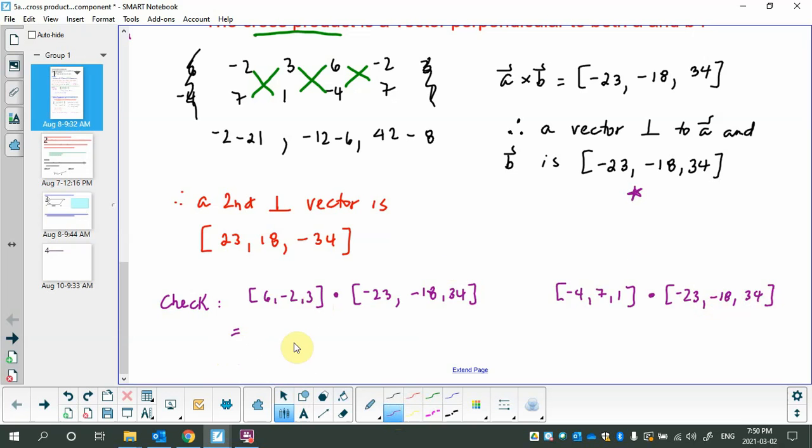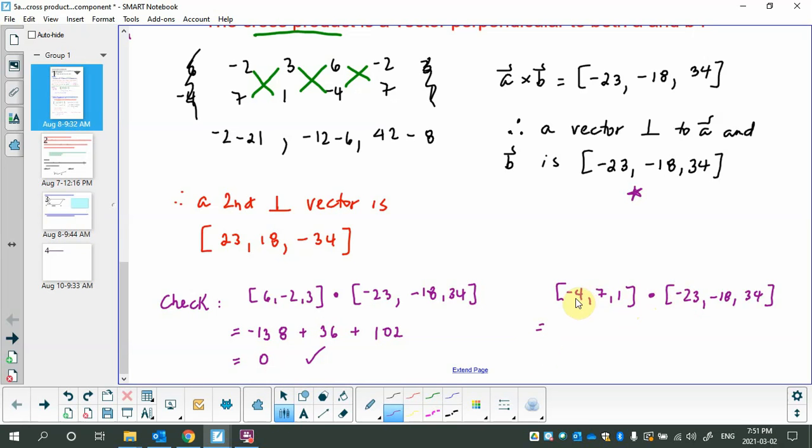So 6 times negative 23 is, carry the 1, negative 138. And then I add that to negative 18 times negative 2, which is a 36. And I add that to 3 times 34, which is 102. And this is positive 138, and this is negative 138, so that's 0. That works out. So let's try this one. See if it's also perpendicular.